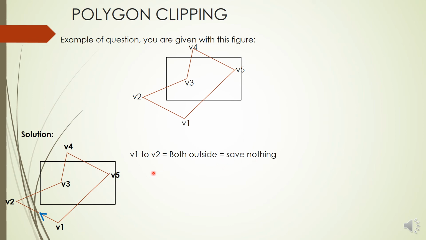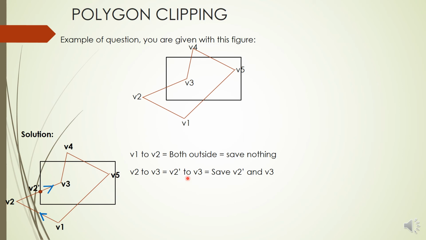Let's look at the next case, v2 to v3. v2 is here, v3 is here. You can see that the line is going from the outside to the inside. So we first need the intersecting point, which we name v2 dash. From v2 to v3, we save v2 dash and also save v3.